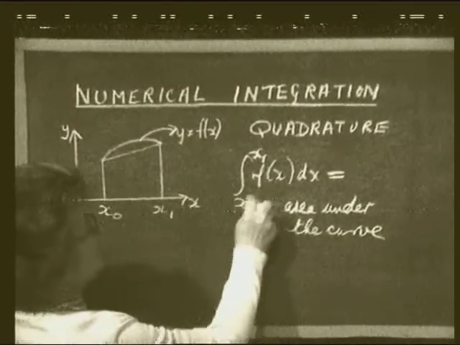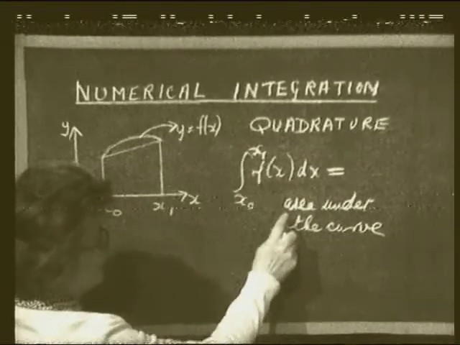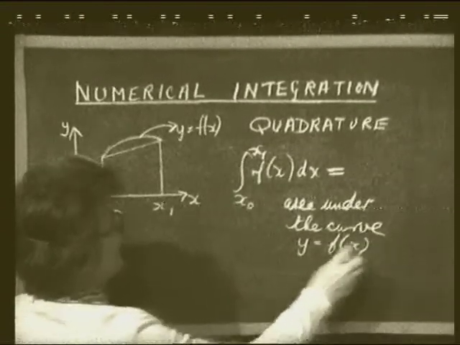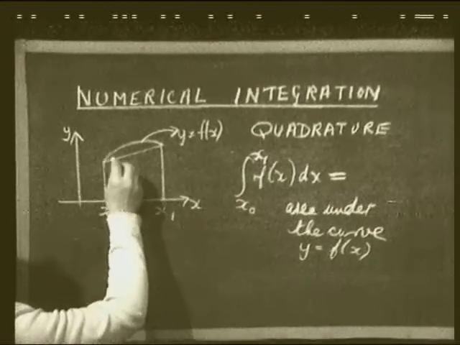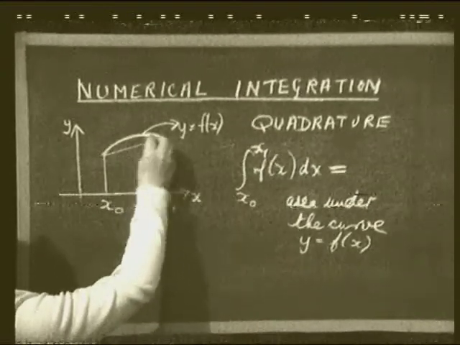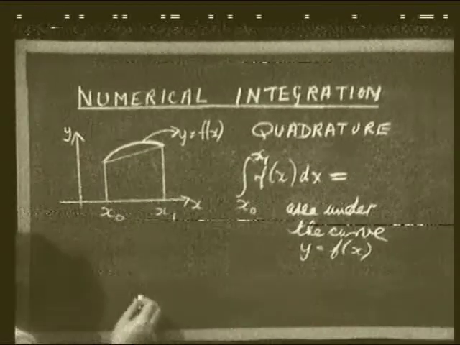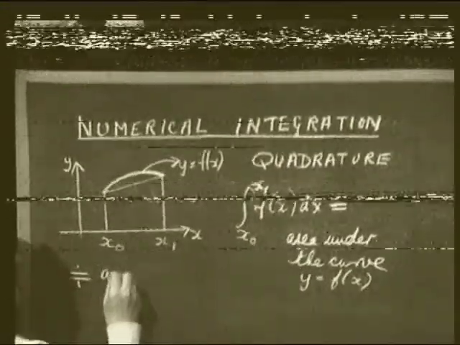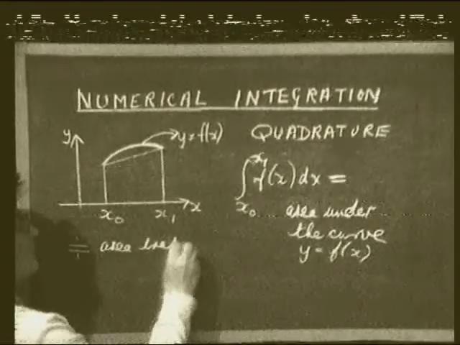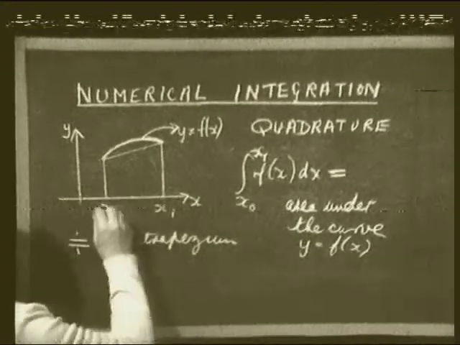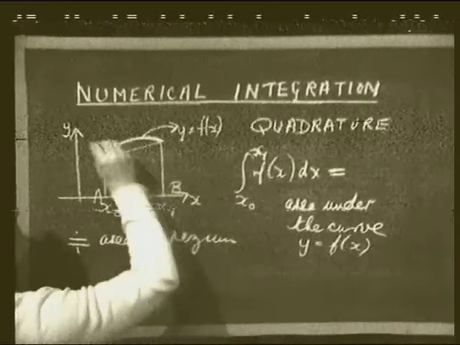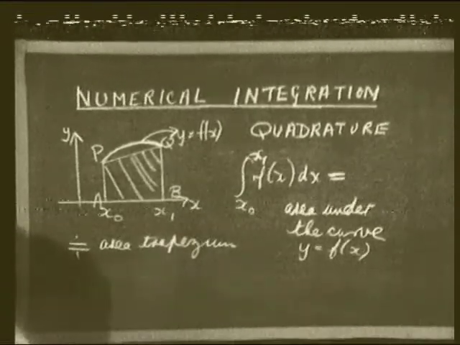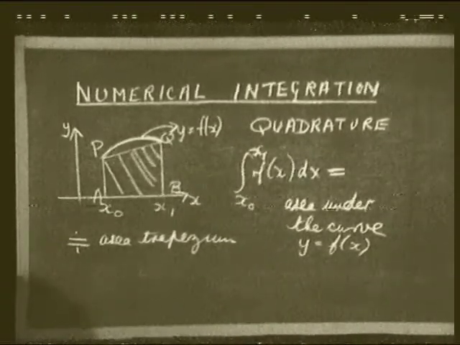Now what does it really mean when I want to evaluate that integral? It means I want to find the area under the curve y is equal to f(x). In this picture I really want to find the area including this little hump at the top, all this area here. But what we do is to say that it's approximately equal to the area of the trapezium, which I'll label A, B, P, Q. This trapezium here. Now I've drawn a grossly exaggerated picture there. It looks as though we're making quite a large error here.